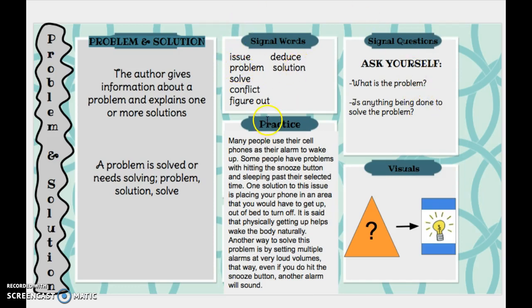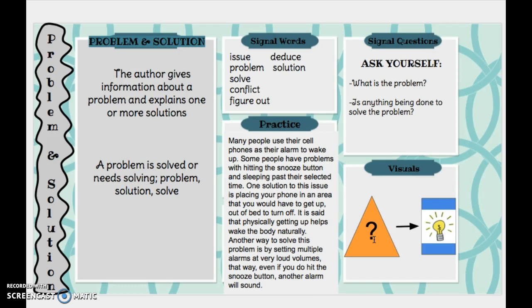Once you've written those down, we have a few signal words here. So we have words like issue, problem, solve, conflict, figure out, deduce, solution. Those are words that you want to keep an eye out for. Visuals are going to be very similar to that of cause and effect, and I want to tell you it's very easy to get confused with problem and solution and cause and effect. So you really want to ask yourself the main questions. What is the problem? Is anything being done to solve the problem?